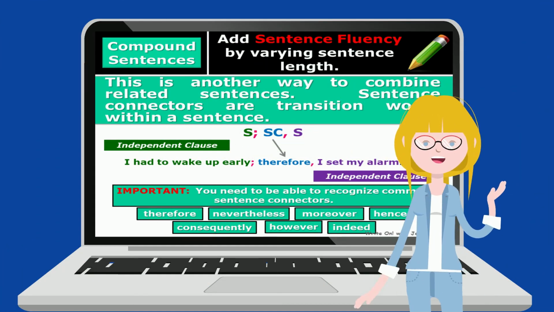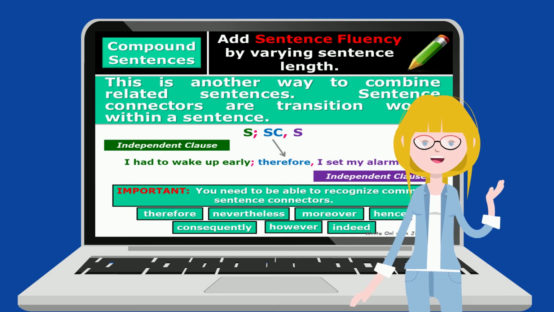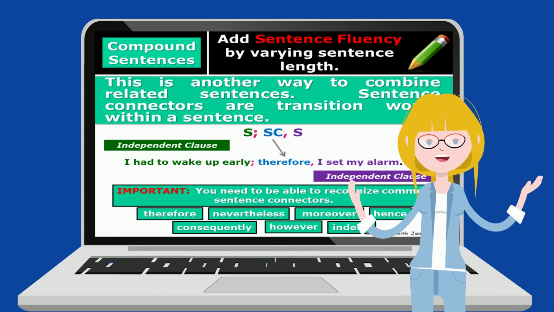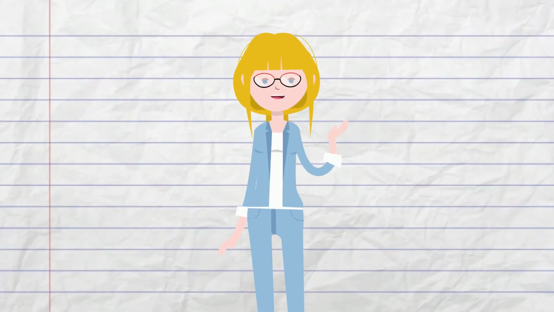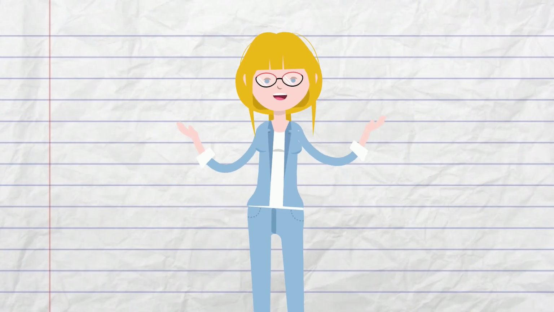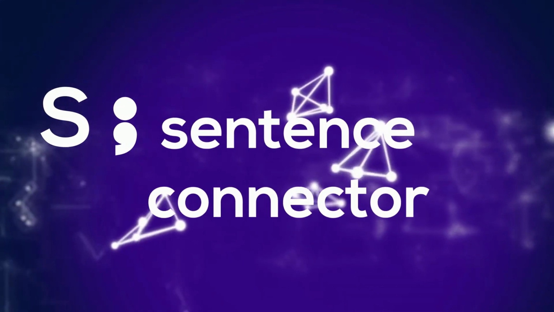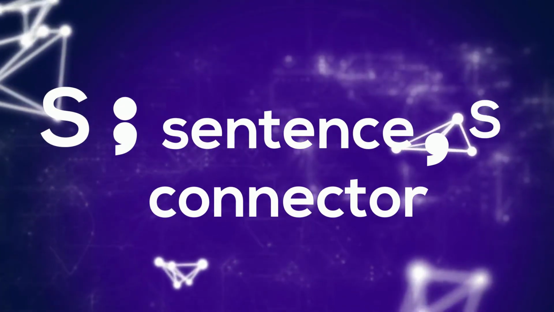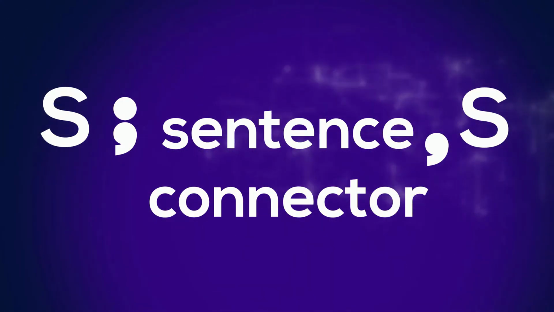The final method we are going to discuss is another way to combine related sentences. Sentence connectors are transition words within a sentence. Again, since we have already identified the independent clauses in this sentence, we'll skip this part. The formula for writing this type of sentence is S, semicolon, sentence connector, comma, S. The S is for sentence, which an independent clause is.